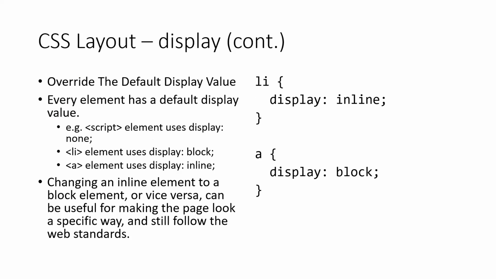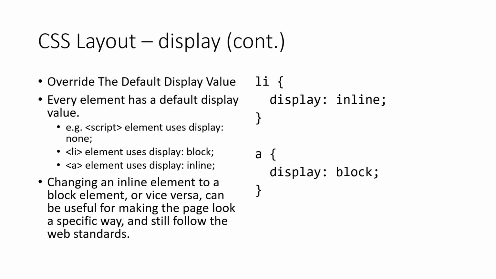So you can always change the way things are defined. Now, for example, list items. Usually they always start on a new line, but you can say inline and things will change. Now, the default display, if you take list items, usually the default value is block, but that you can change.